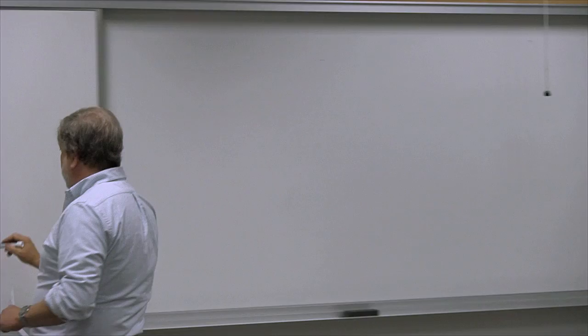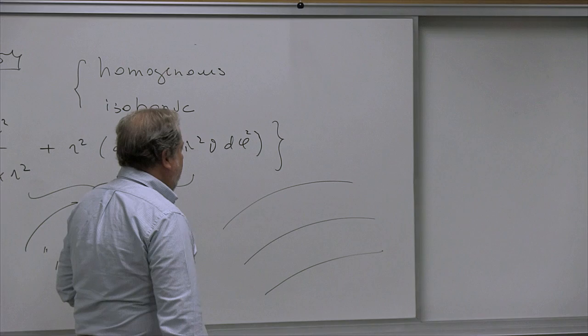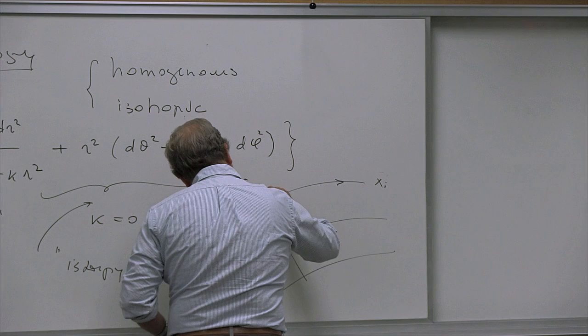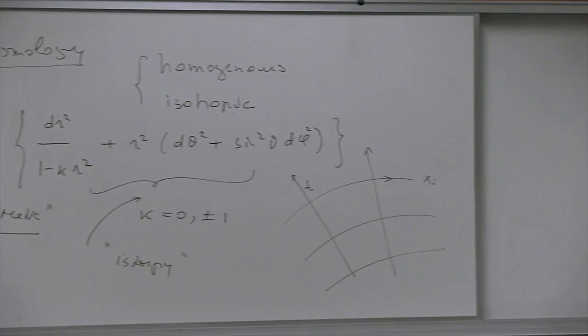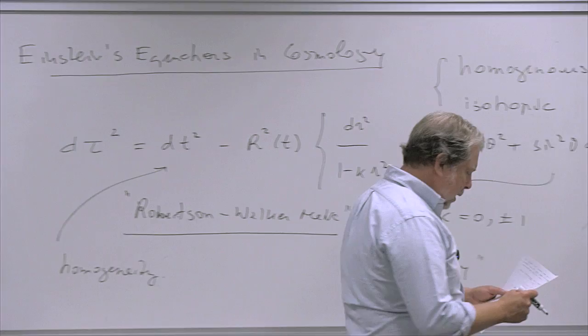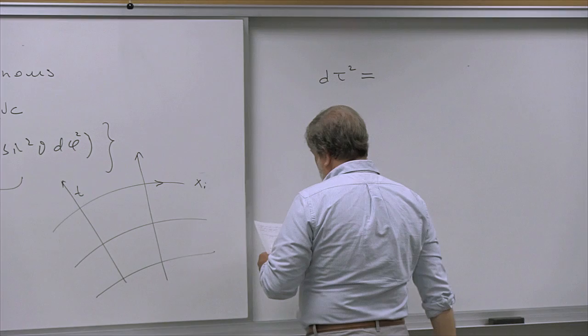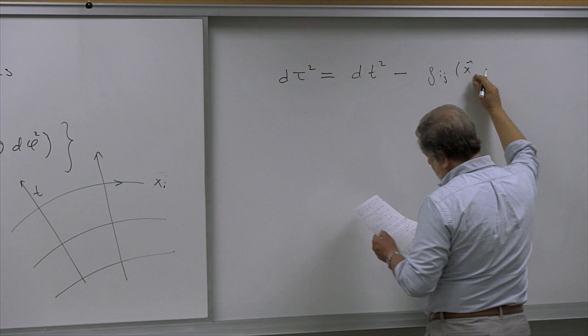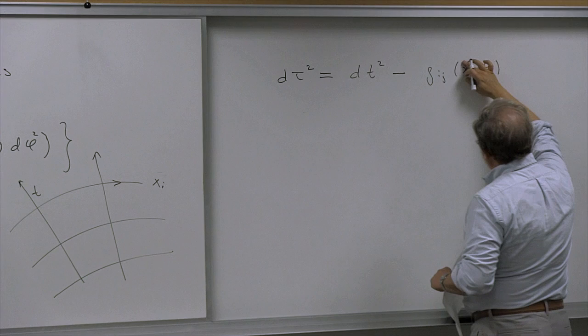So what we consider here is a set of space-like hypersurfaces. This direction is our xi, and the direction that is perpendicular to it is the time. So we're looking at different observers that are located at different positions in space, and the direction that is perpendicular to these space-like hypersurfaces is what we describe as time. As a result, the d tau squared, we are going to write it as dt squared minus some spatial metric, which is gij of x and t, and let's write this as xk, and then dxi and dxj.